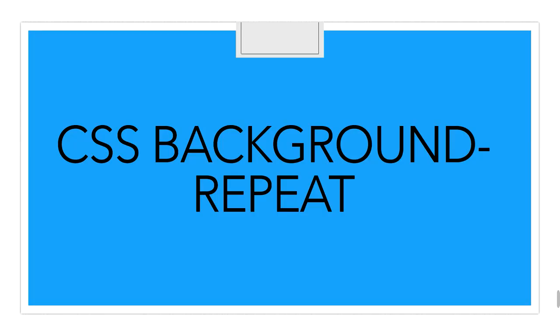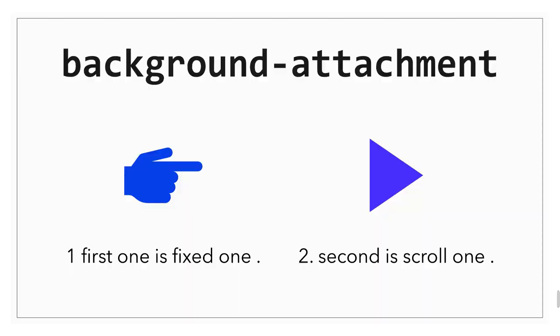We have seen the CSS repeat property, background repeat. Now we will see the background attachment. The first one is the fixed one, and the second one is the scroll one. Now you can scroll the background with the text also, and you can fix it at the top also. Now we will see that.